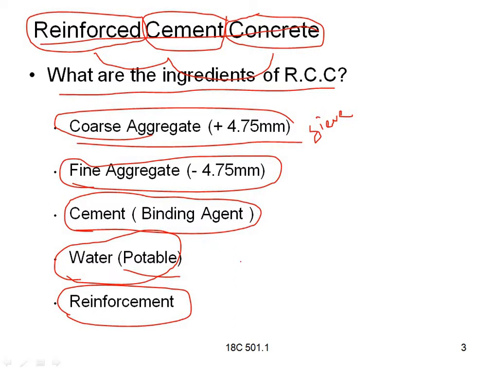And we are having the HYSD deformed bars, okay. HYSD means high yield strength deformed bars. So those are Fe415 and Fe500 grade steel, okay. So let us see what is the coarse aggregate here.